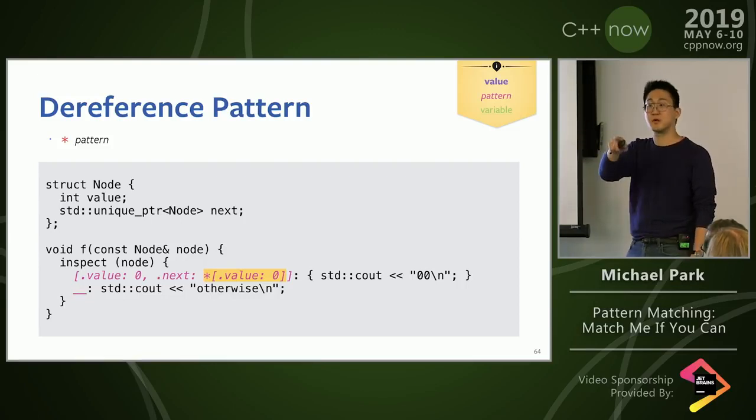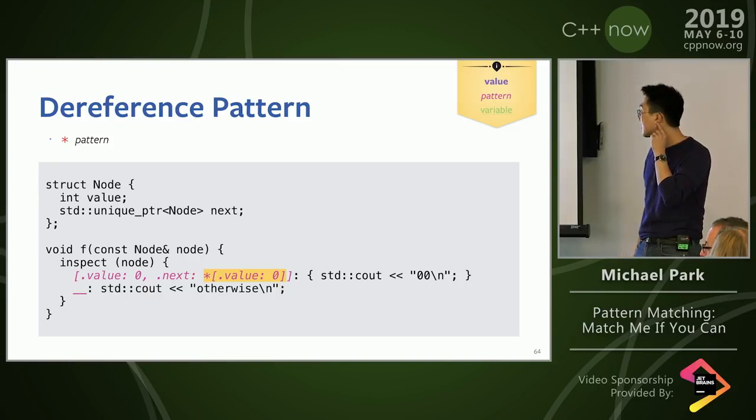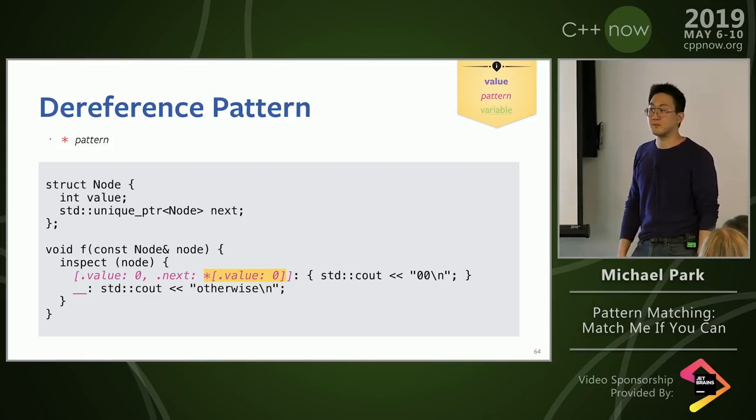That's correct. Question: does it match recursively? Recursively? Do what recursively? I mean traversal over the whole list. Is the question, can you traverse through the whole list with this? It's just for the next node or for all nodes? This is only for the next node. Oh. Yeah.